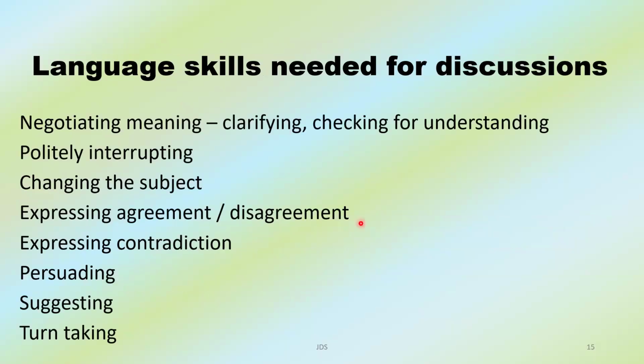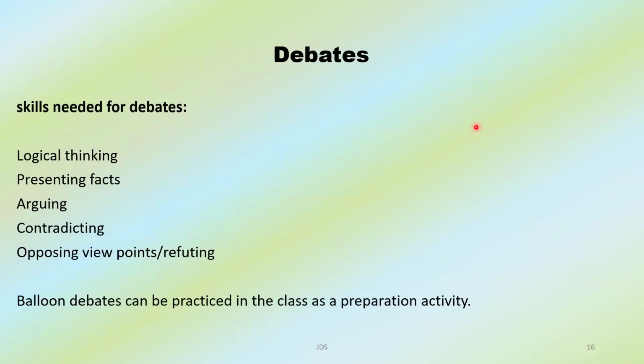Look at the language skills needed for discussion. We talked about interrupting. Other than that, there are so many other language skills. Negotiating, clarifying, interrupting, changing the subject. If you don't have adequate information, you can change the subject. Disagreement, contradicting ideas, persuading, turn-taking, right? So all these are different language skills that get involved when we discuss a topic. Similarly, you have debates.